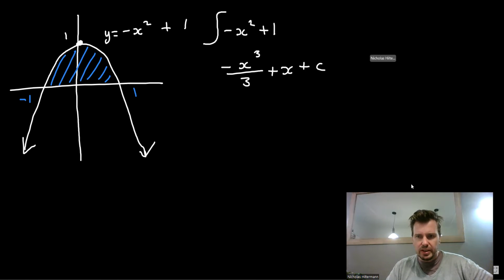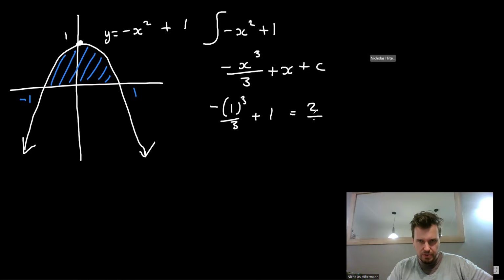Okay, so that is the integral. So that would be the indefinite integral. So if I was to put 1 in here, I would get 1 cubed over 3 plus 1, which would equal -1/3 plus 1 is 2/3. Now, that actually happens to be the area of this here, 2/3.